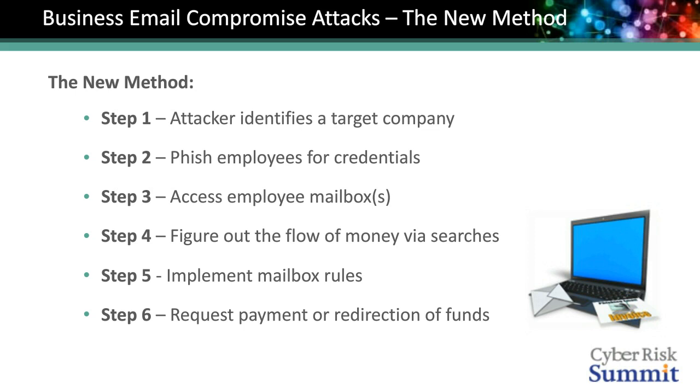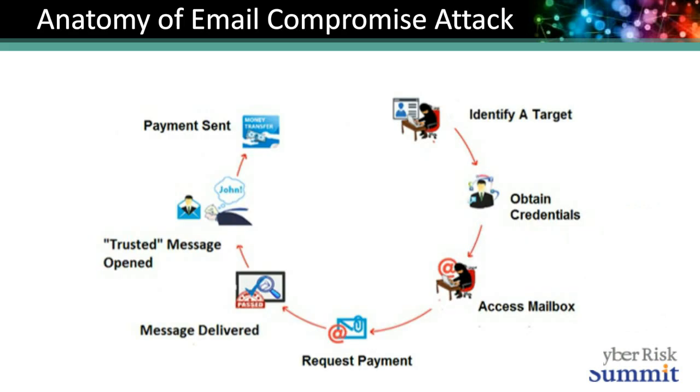Now we'll discuss the anatomy of an email compromise. Identifying a target and obtaining credentials usually occur through a phishing email. However, there are other ways to obtain credentials. Credentials can be brute forced, or they can be used from a credential stuffing attack. Credential stuffing is becoming a more popular option as there are a tremendous amount of data breaches resulting in lost username and clear text password combinations. It's highly likely that individuals will reuse their username and password across multiple sites.